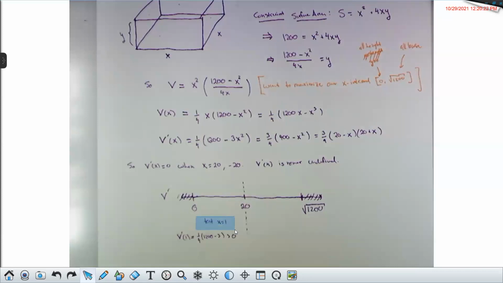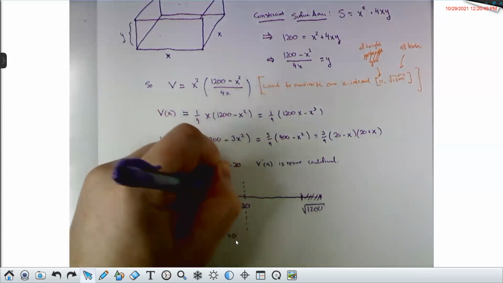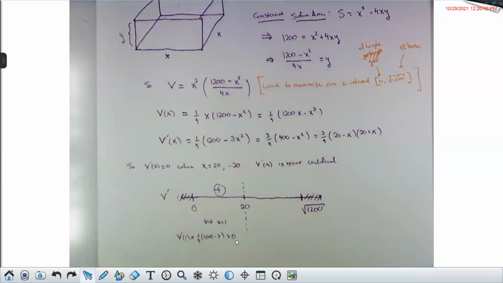And then I choose to test x equals 1 because that is a point from this region that's easy to work with. 1/4 times 1200 minus 3 would be 1/4 times 1197, which is definitely positive. That's all I care about. So we're positive. Our derivative is positive everywhere in here.